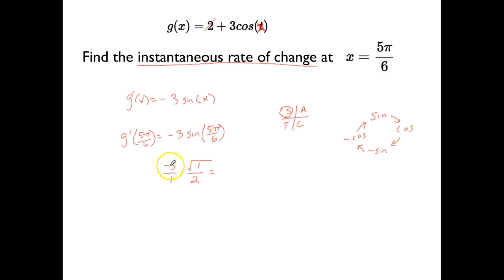So just multiply this out. Negative 3 times square root of 1. Remember this, square root of 1 is just the same thing as 1. So we got negative 3 times 1. So negative 3 on top, 1 times 2, 2 on bottom. That is our slope, our instantaneous rate of change right here of that function. Let's go forward.